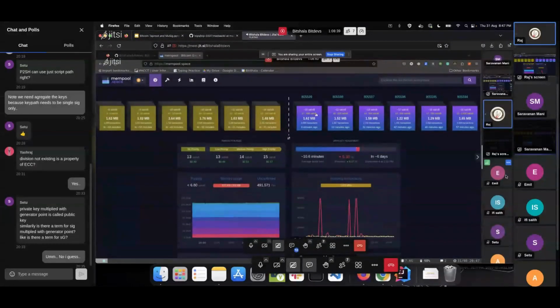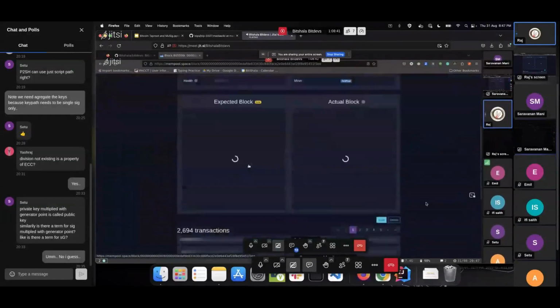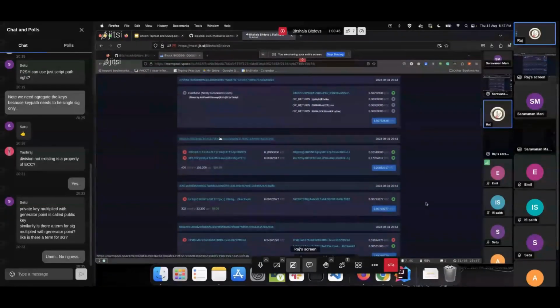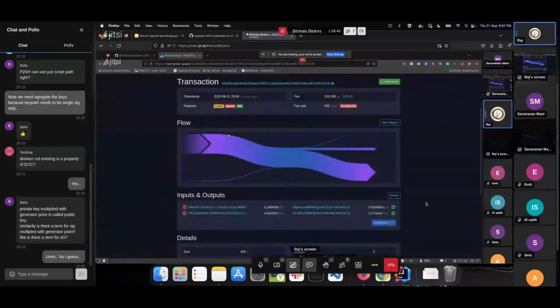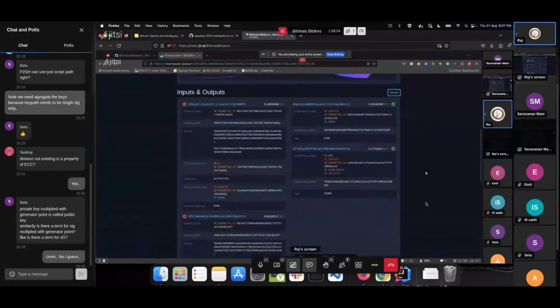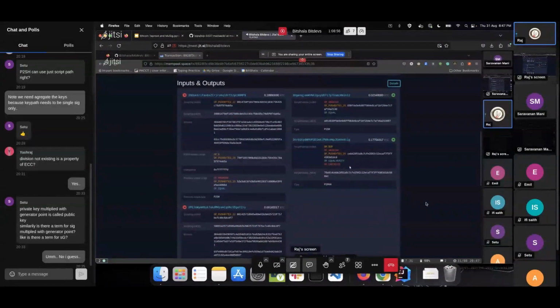Yeah, so let's take this block, and this block has a bunch of transactions. Let's take this transaction. This is the input of the transaction, and this is the output of the transaction. If you go into details, you will see this is the script pub key. And this is the witness.